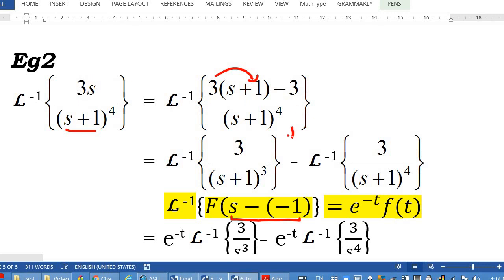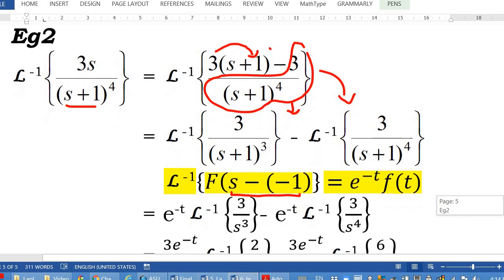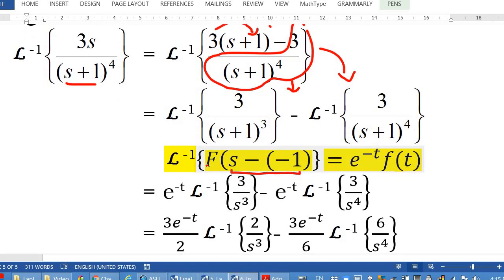Then you break this up using the linearity property. It is the inverse Laplace of 3 times (s plus 1) divided by (s plus 1) to the power of 4. Power 1 and power 4 simplify, so it becomes 3 over (s plus 1) cubed, minus, then you break this into another one, minus the inverse Laplace of 3 over (s plus 1) to the power of 4. Both terms are in the form of the inverse Laplace of F(s minus negative 1), and the result should be e^(-t) f(t).